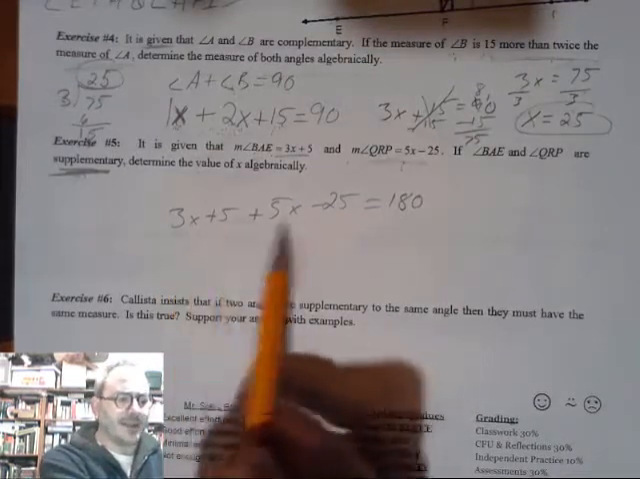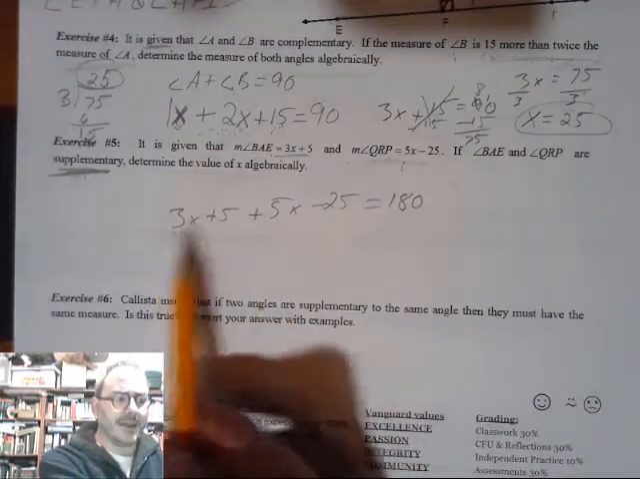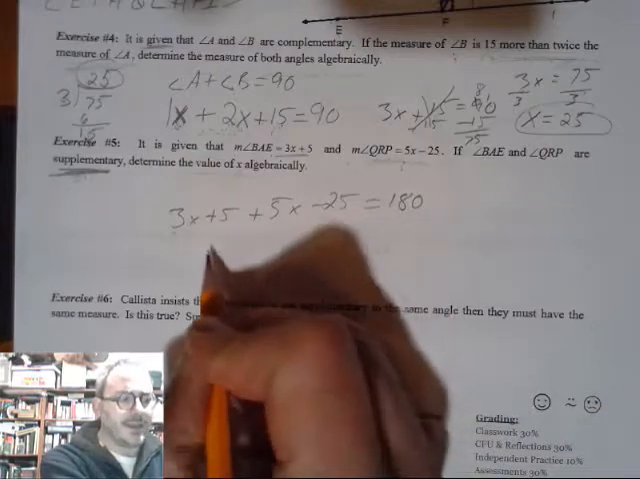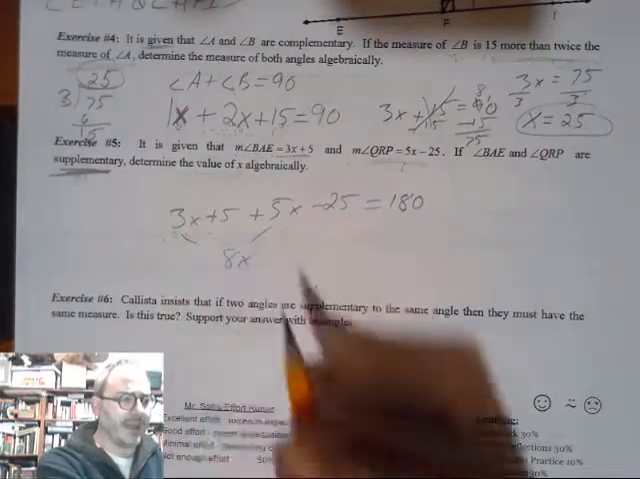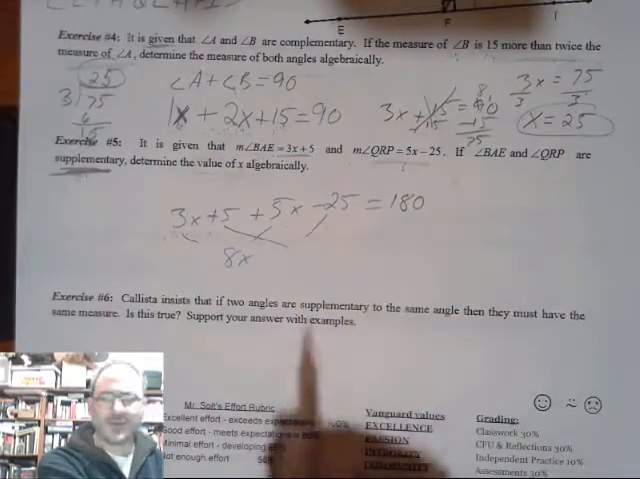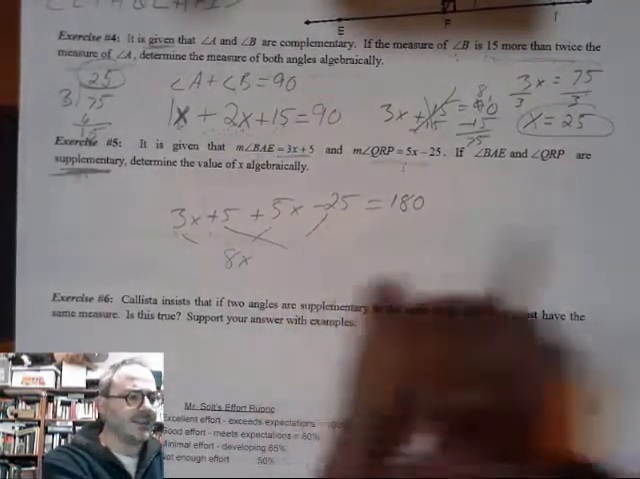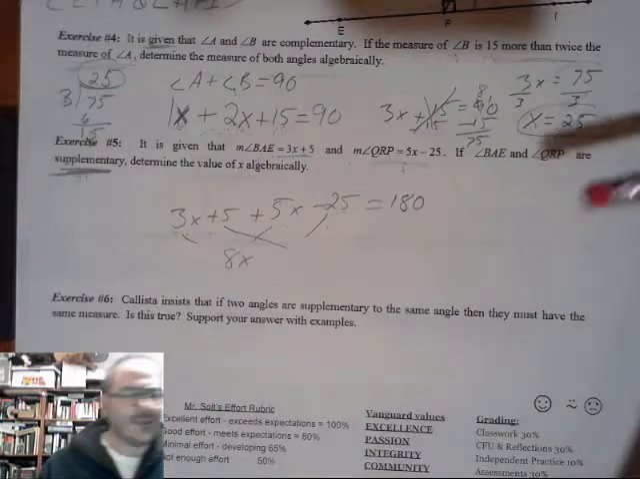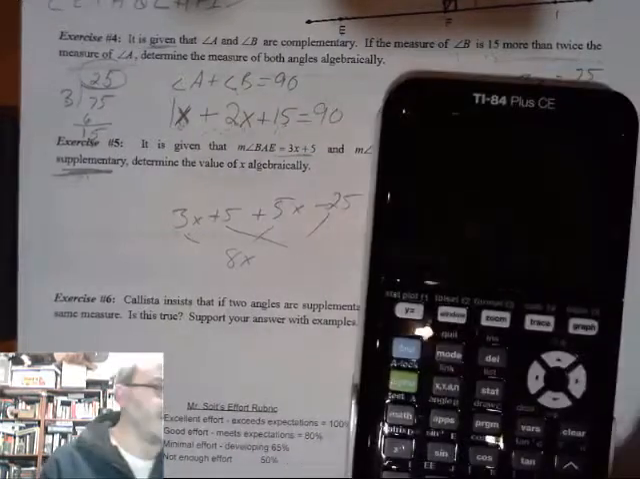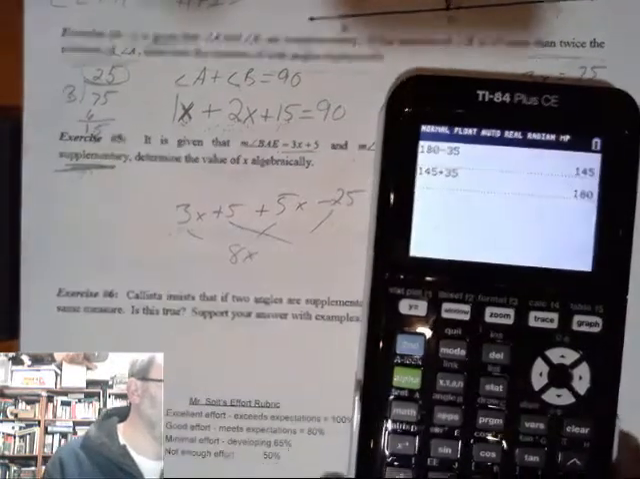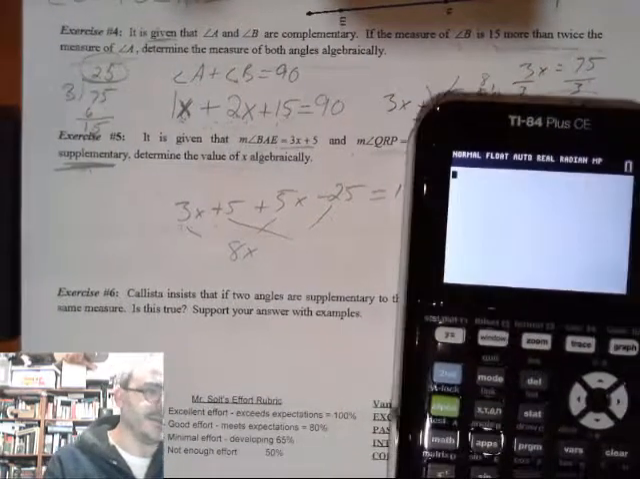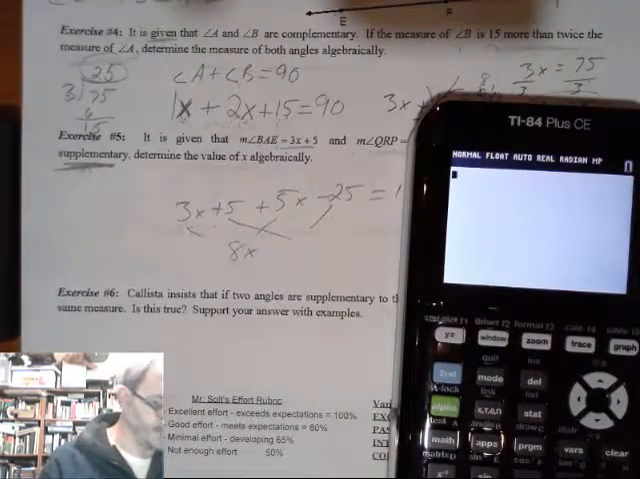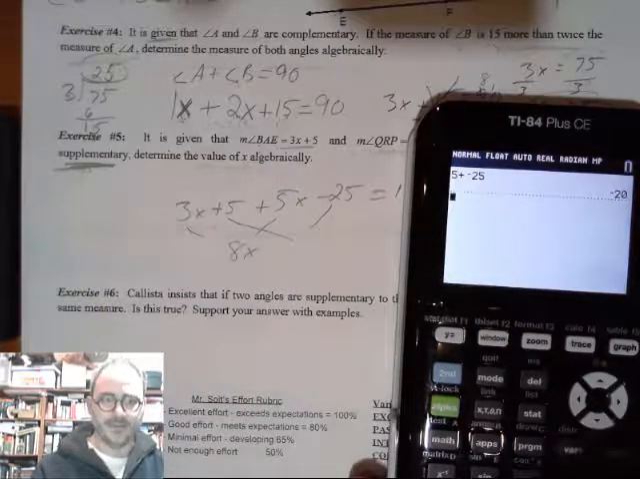3x plus 5x, these are like terms because they're both being multiplied by x. I'm combining these together to give me 8x. 5 and negative 25, these are just integers. I can add those together. Again, this negative sometimes throws students off. I don't want you to get thrown off. I want you to use your tool. The calculator knows how to do this. Let it do the work. 5 plus negative 25, negative 20.